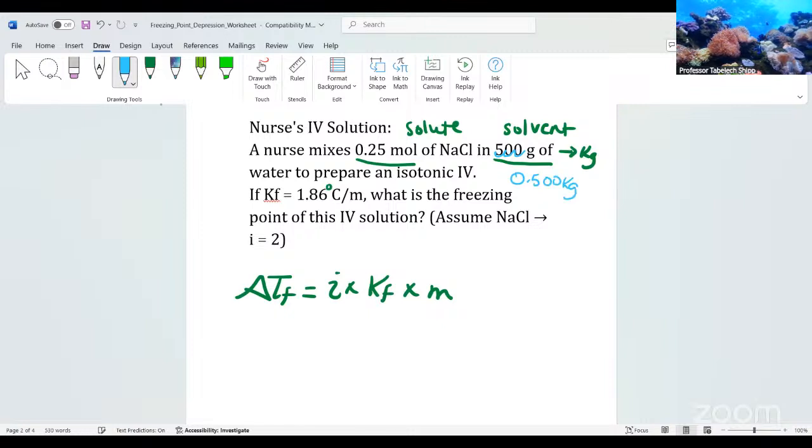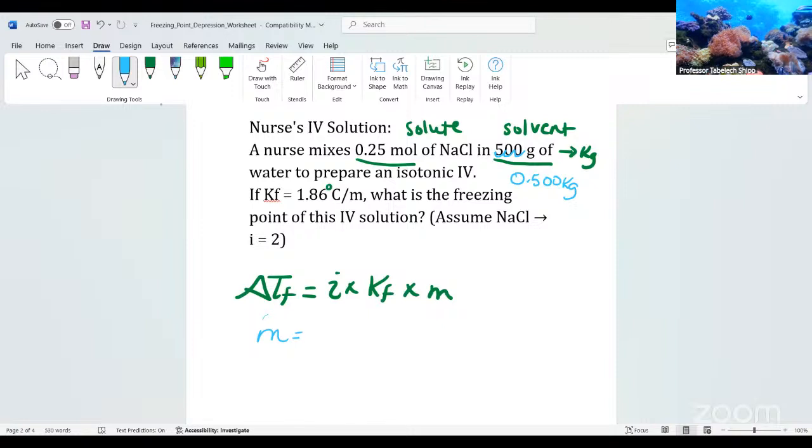Now, in order to do this problem, we have to calculate the molality. They already told us what the Van't Hoff factor was, which was 2, so that's a no-brainer. Let's go ahead and calculate our m. We could technically plug the I and the K of F in and then put the molality in the problem, but I think it's simpler to solve for the molality first.